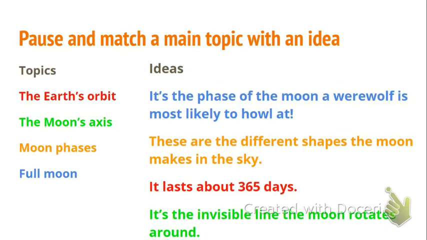The Earth's orbit is the thing that lasts about 365 days. The moon's axis is the invisible line the moon rotates around. Moon phases are the different shapes the moon makes in the sky, and the full moon, that's the phase of the moon a werewolf is most likely to howl at.